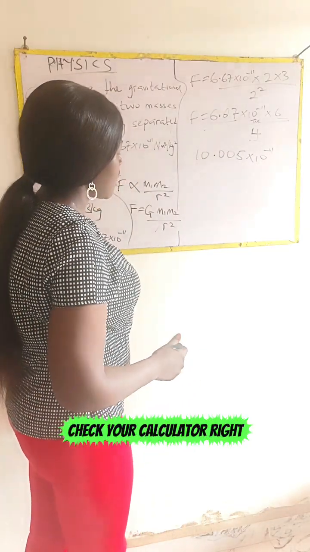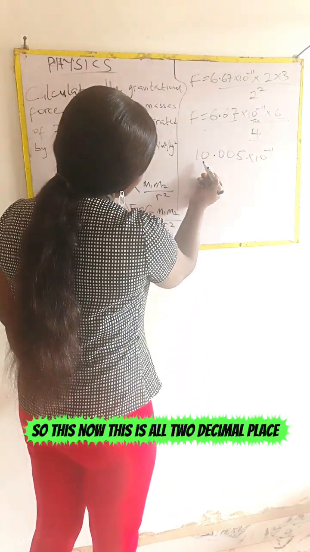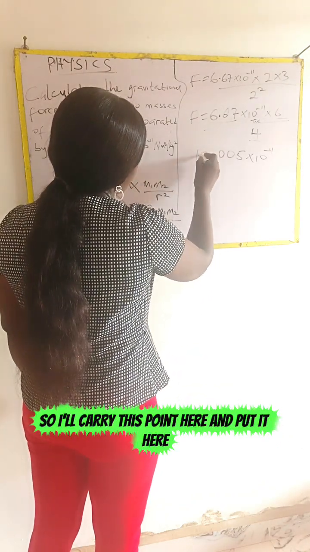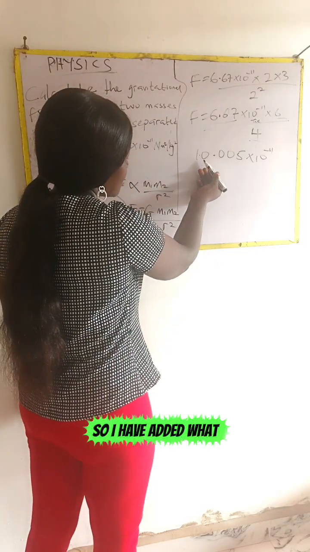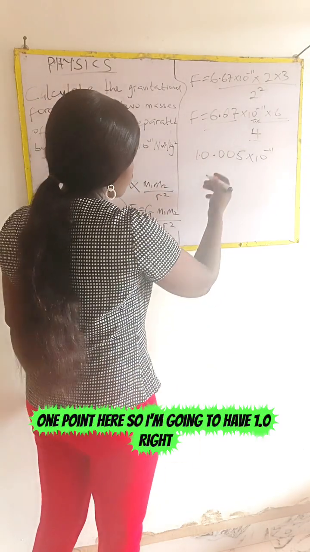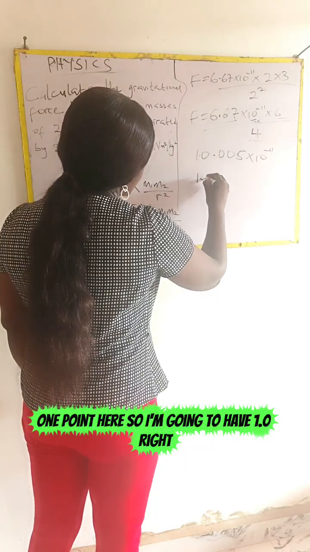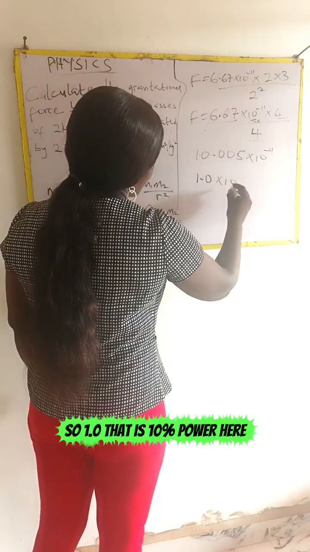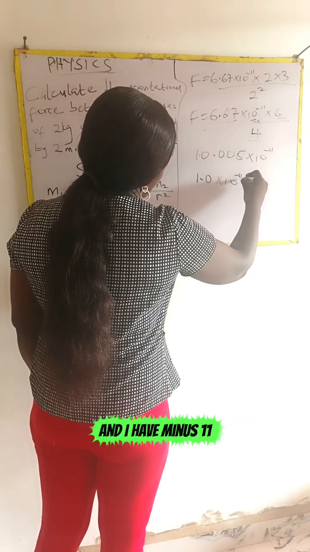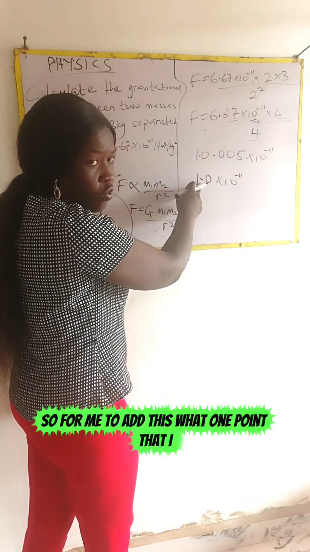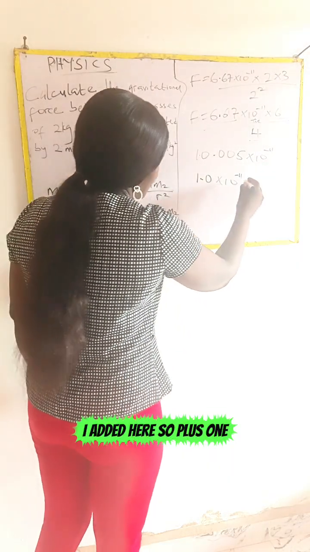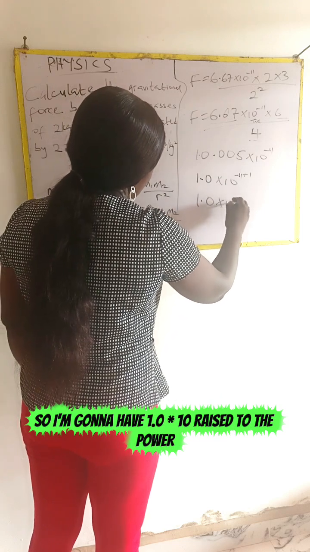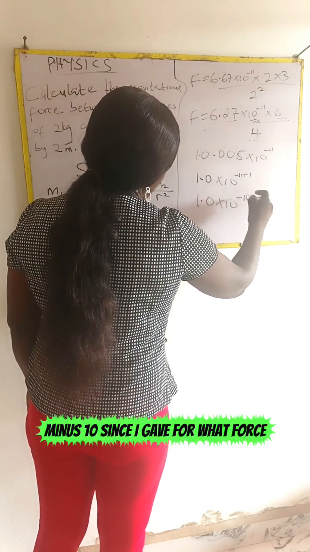Take your calculator. Right. So this now is 2 decimal places. I want to make it 1 decimal place. So I'll carry this point here and put it here. So I have added 1 point here. So I'm going to have 1.0 times 10 raised to the power, here now I have minus 11. So for me to add the 1 point I added here, plus 1. So I now have 1.0 times 10 raised to the power minus 10.